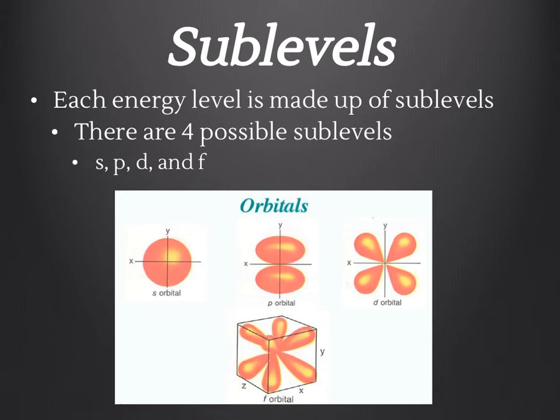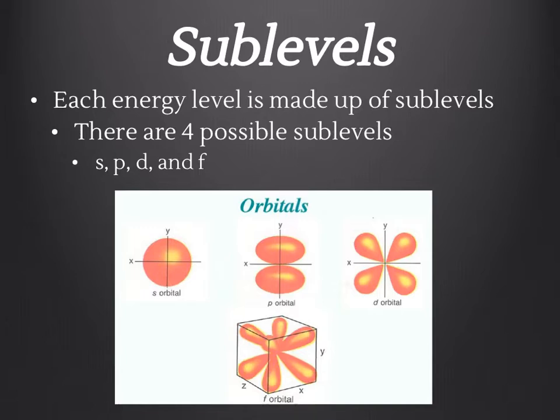Within each energy level, there are sublevels. There are 4 possible sublevels: the S, the P, the D, and the F sublevels. And those are indicated by lowercase of that letter. So a lowercase s sublevel is a sphere. A lowercase p sublevel is kind of a figure 8. D and F are more complicated.